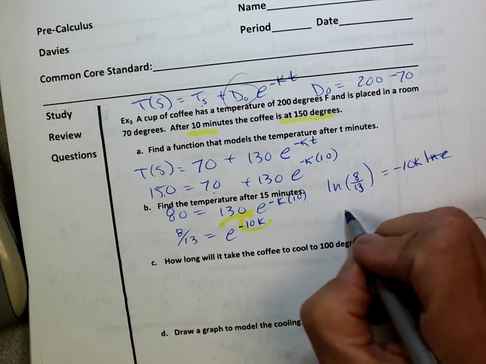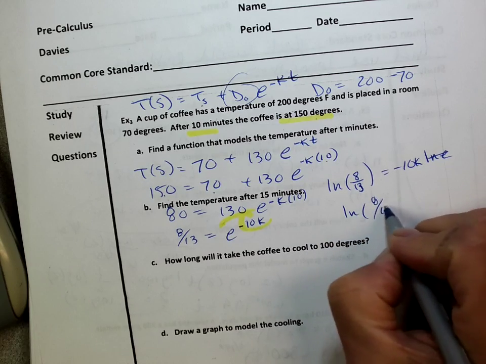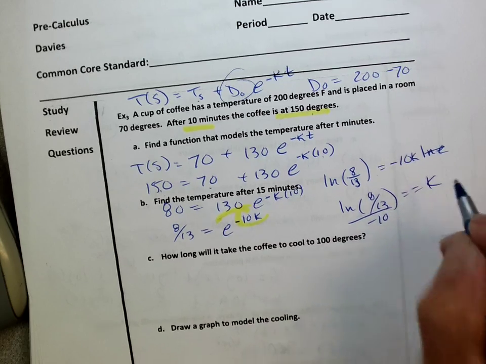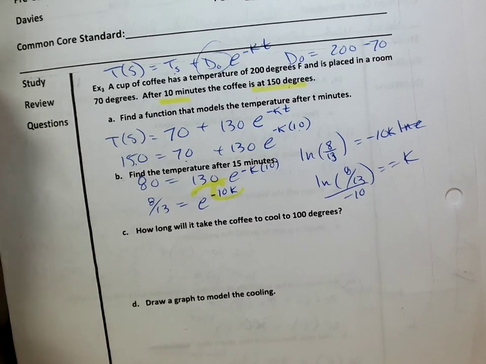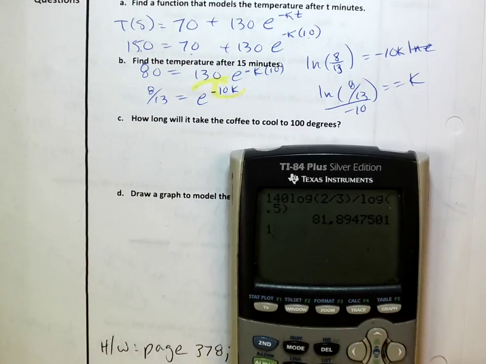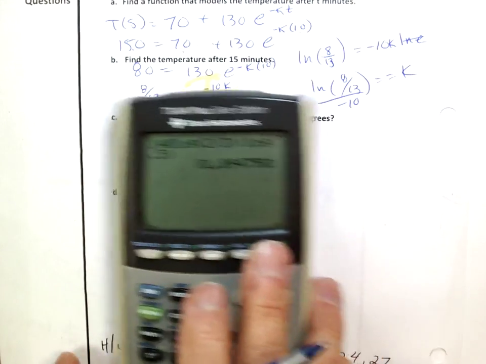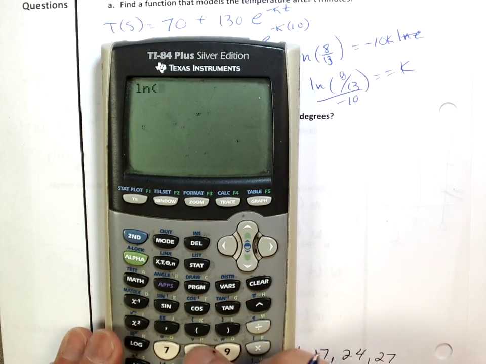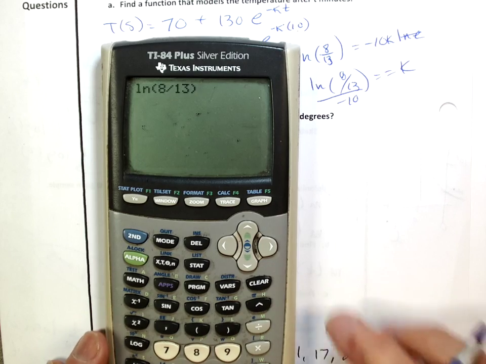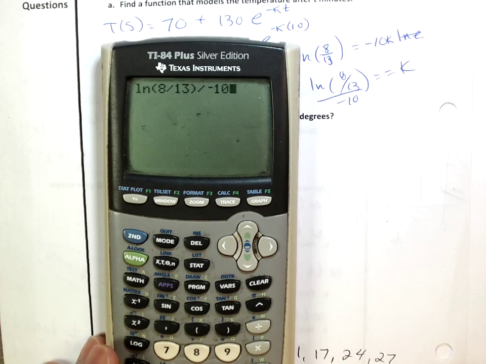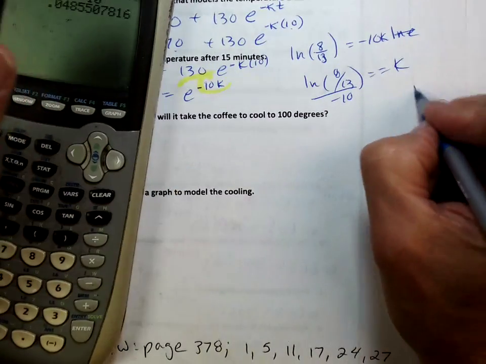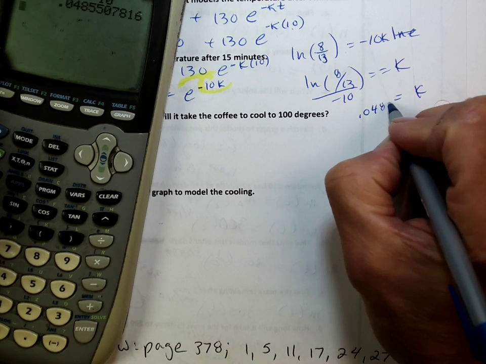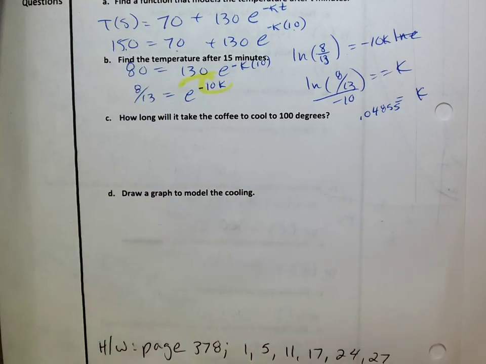So I'm dividing by negative 10, so I get ln of 8/13 divided by negative 10 is equal to k, all right? So I'm going to use my calculator, figure out what that value is. Can you see my calculator there? There you go. I'll move my calculator in a second. So I'm going to go ln 8/13, right? Divided by negative 10, and I get a decimal. So k is going to equal about 0.04855.